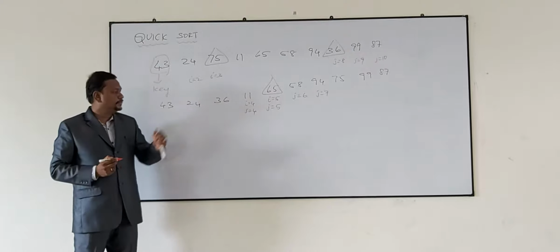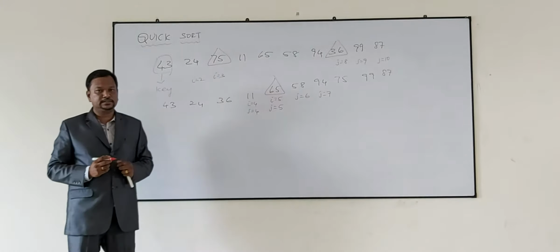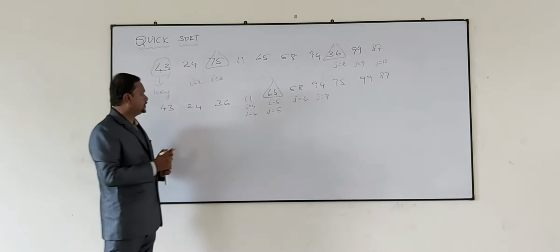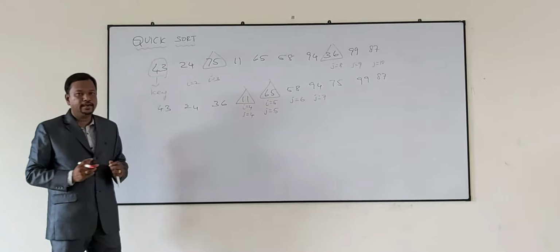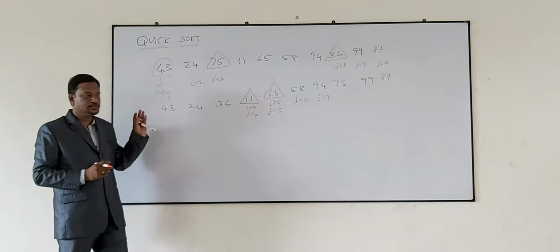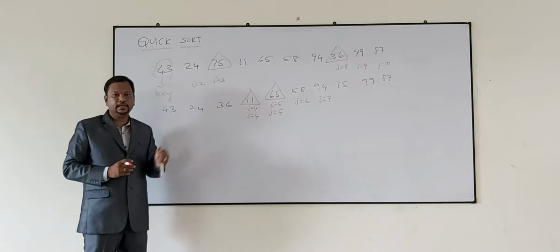Then 43 is compared with the j quotient element, that is 11. We find the first smallest number from the list. So now we identified the two elements, one from the left side and another one from the right side.